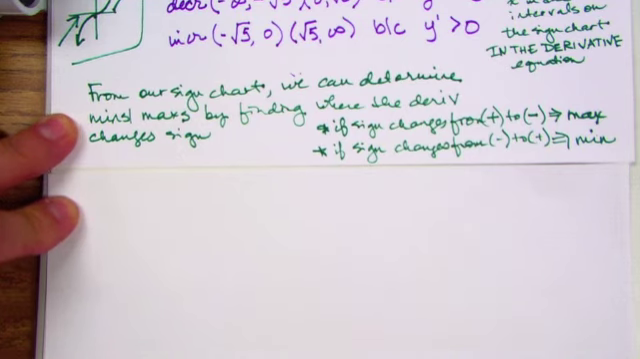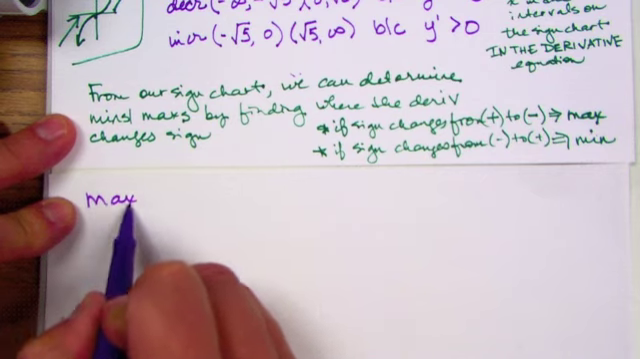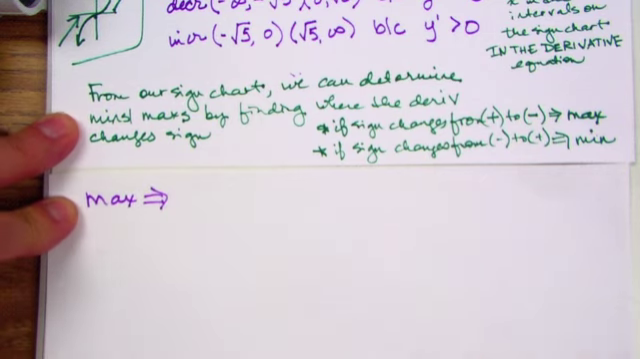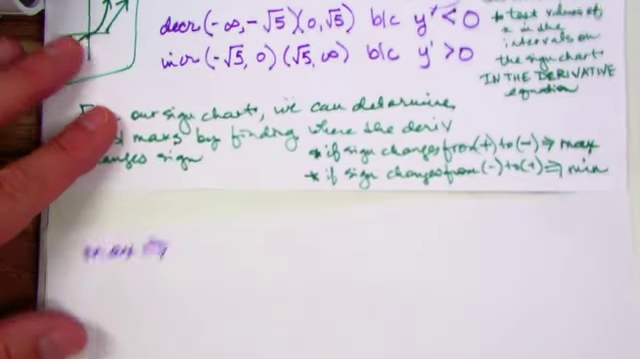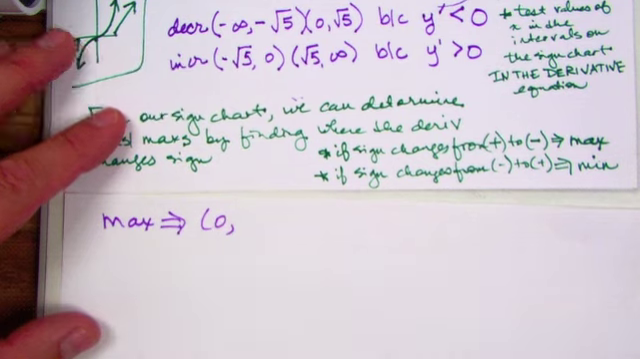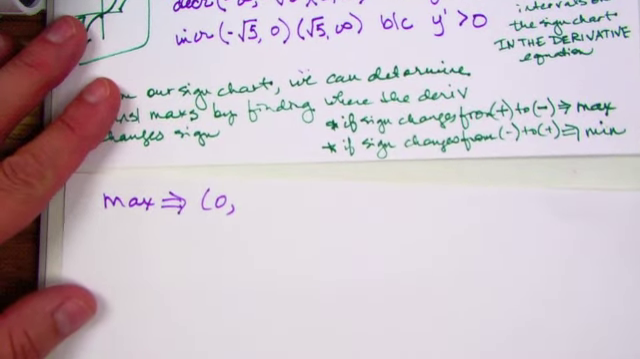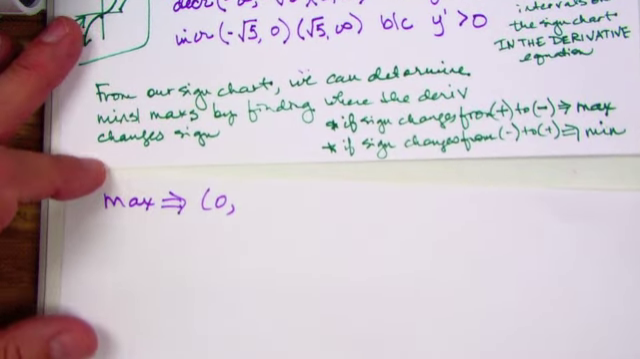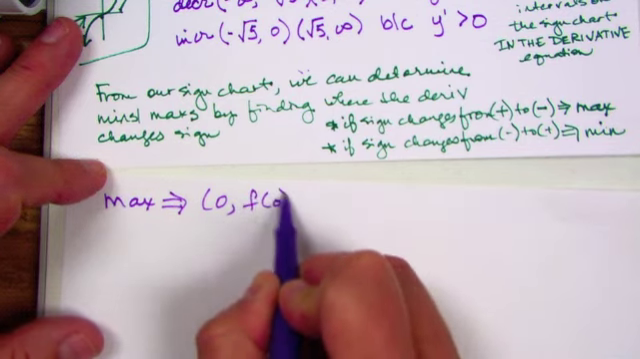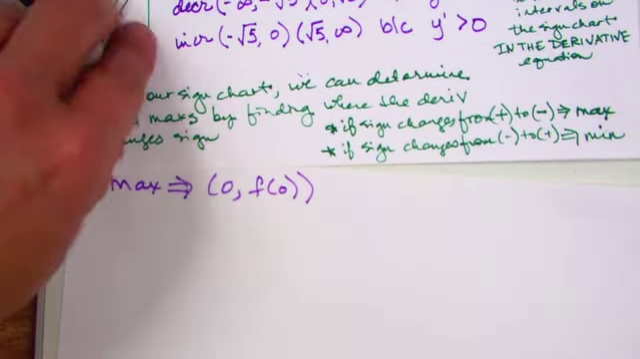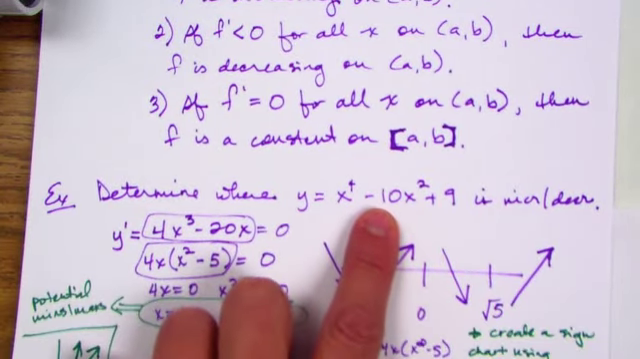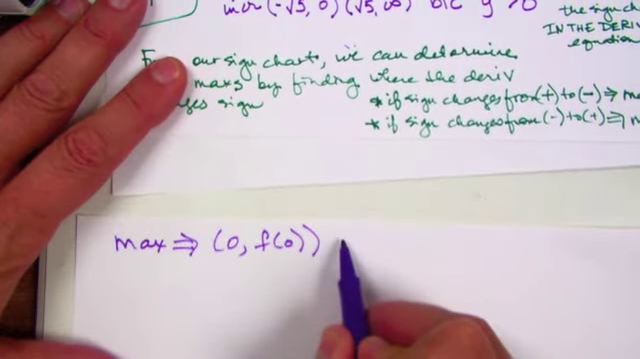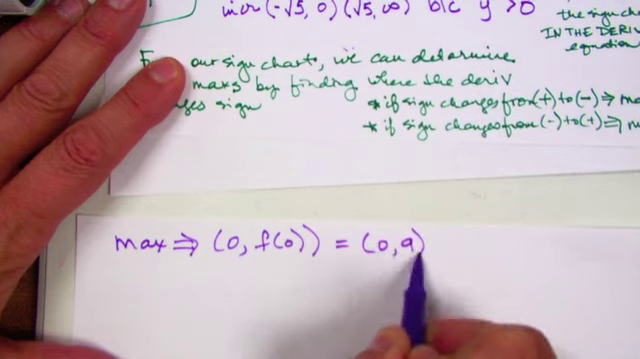So on this particular problem, guys, where is there a max? Zero. At 0, how do you find the y value of the max? You plug it into the original, right? So at 0, f of 0. So if you go back to this problem, there is a max at (0, 9).